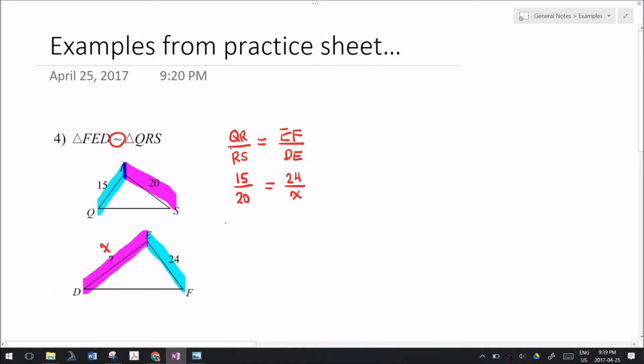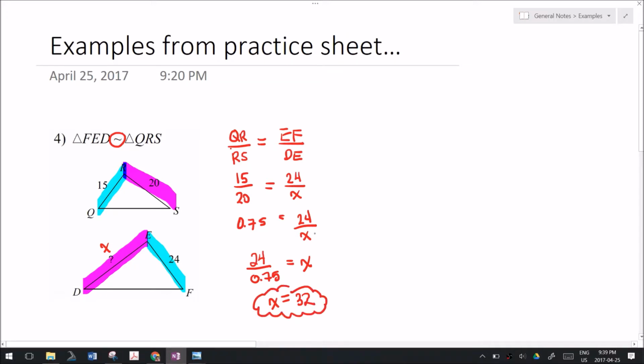So 15 divided by 20 is 0.75. So I know that 24 divided by whatever this unknown side is has to also be 0.75. So the easiest way to solve this, in order to find out what X is, I have to do 24 divided by 0.75. And that's going to give me the value of X. So X is equal to 32.